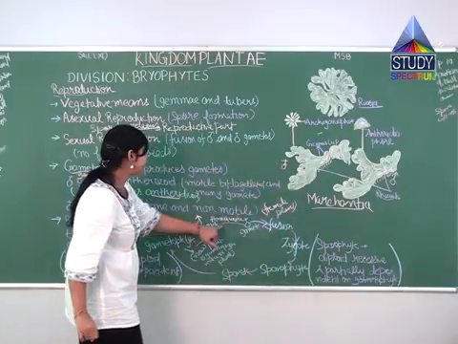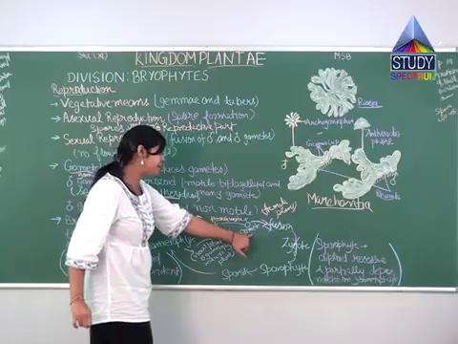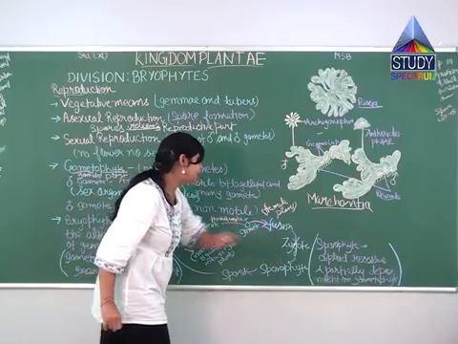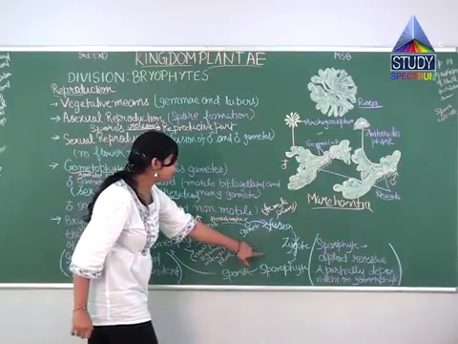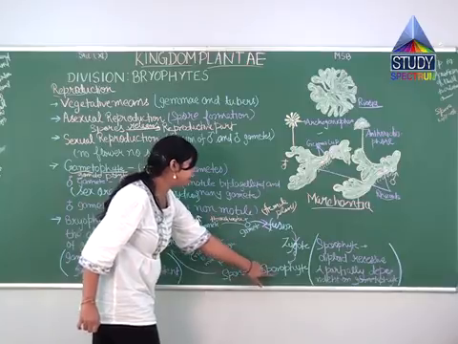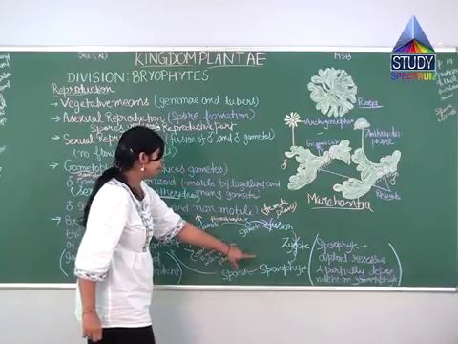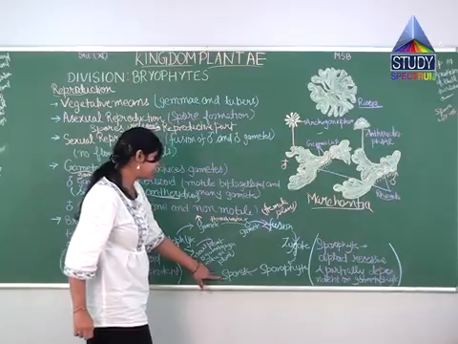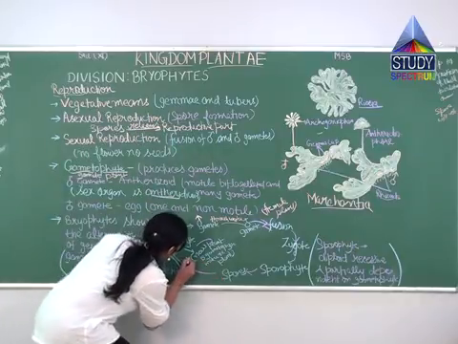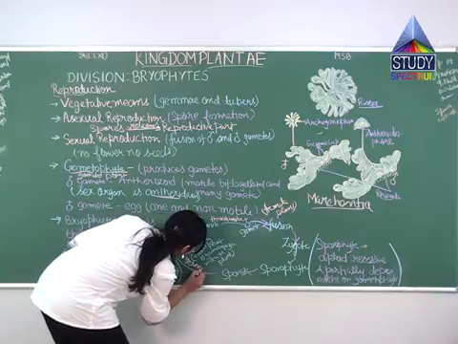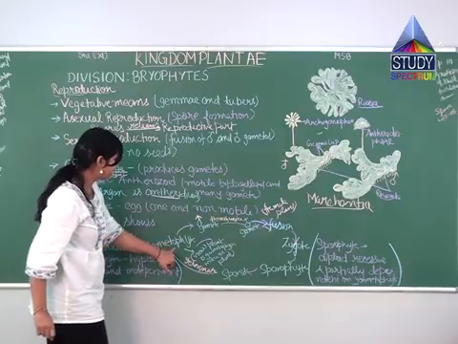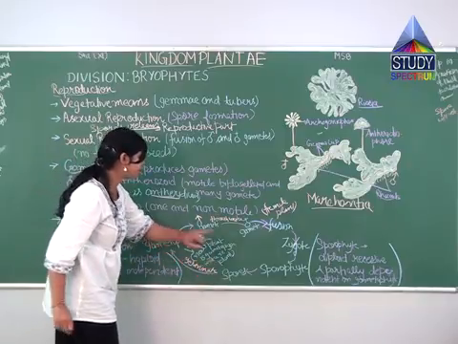So the male gamete through water will reach the female part, and here they will fuse and form the zygote. This zygote will divide multicellularly and form the sporophyte. And this sporophyte will release the spores, and these spores will again germinate into the new plant, which will be a gametophyte, a mature plant.